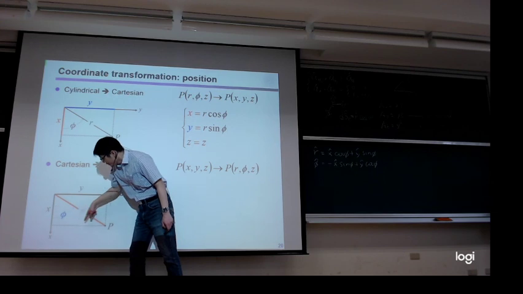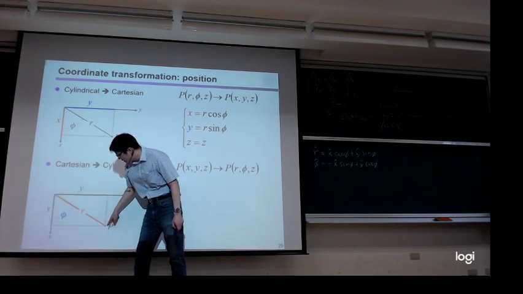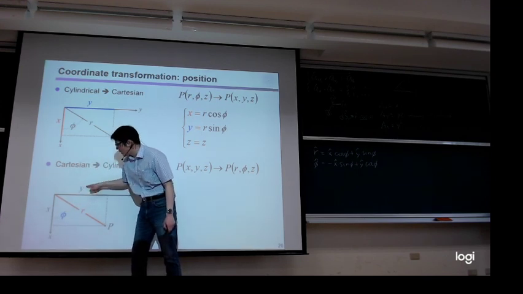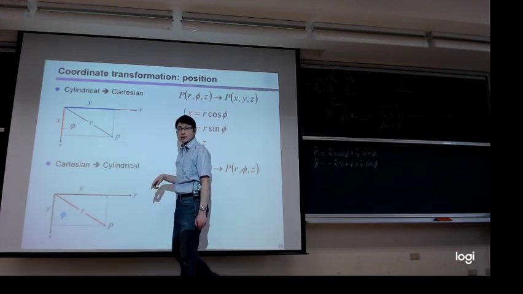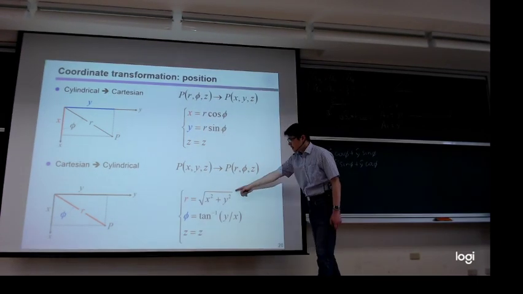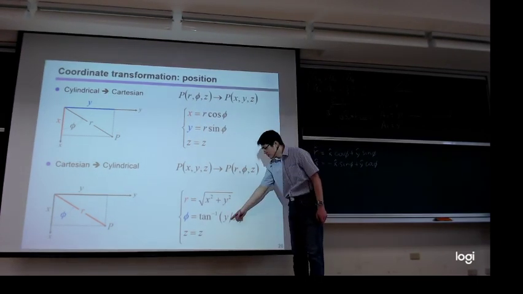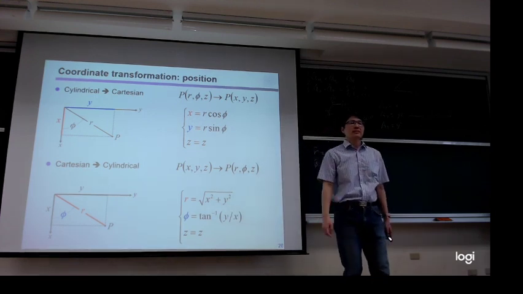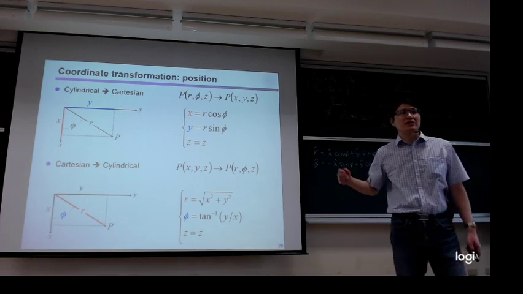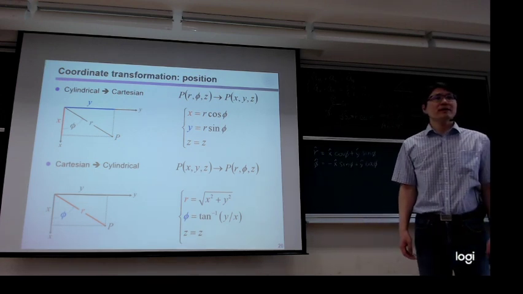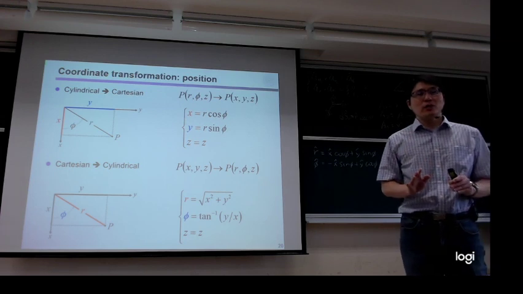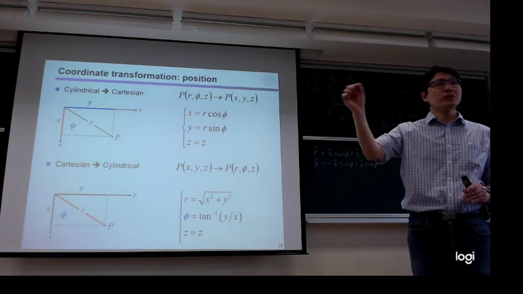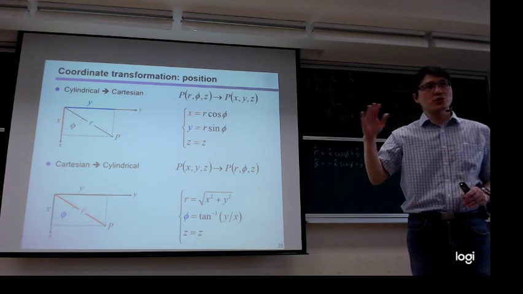Because once we know the points x, y, and z, this r, the radius, is just x squared plus y squared, and take the square root. And phi is just the ratio of y to x, and you take the arctangent. Okay? Z remains unchanged. So these are extremely easy. Changing the point position between two coordinate systems is straightforward.